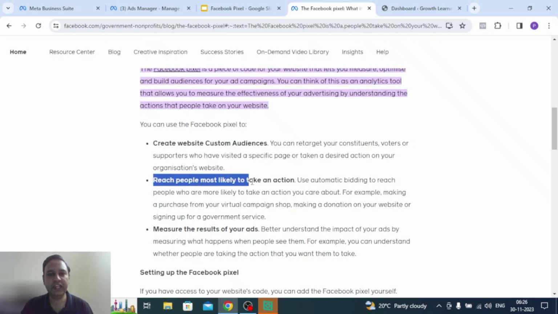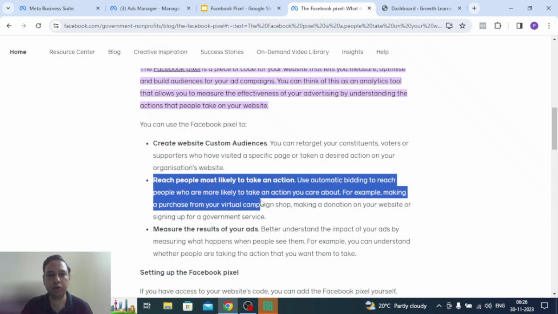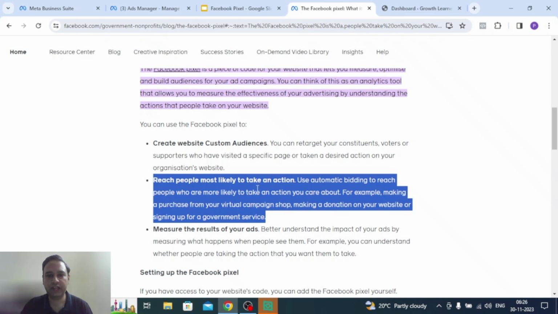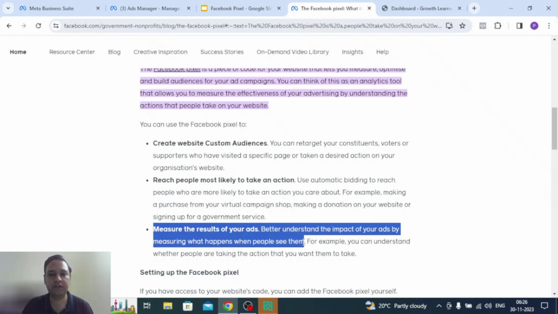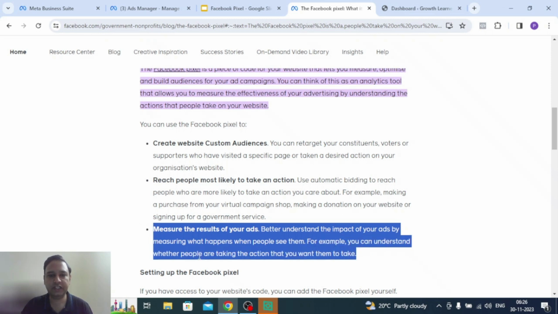Similarly, you can reach people who are most likely to take an action. Use automatic bidding to reach people who are more likely to take an action you care about. For example, making a purchase from your virtual campaign shop, making a donation on your website, or signing up for a government service. So again, the point is it will start identifying people who are similar to those who have made a purchase on your website. Another important step is to measure the results of your ads, to better understand the impact of your ads by measuring what happens when people see them. For example, you can understand whether people are taking the action that you want them to take.